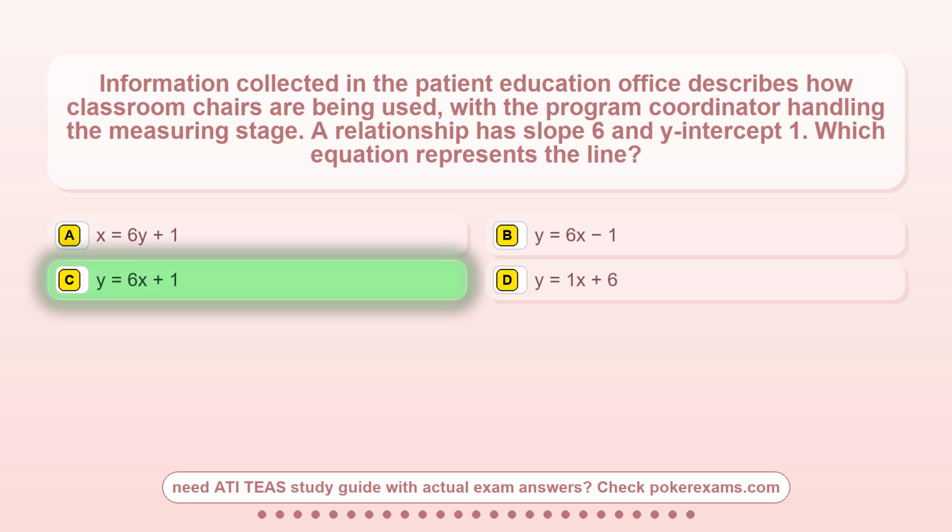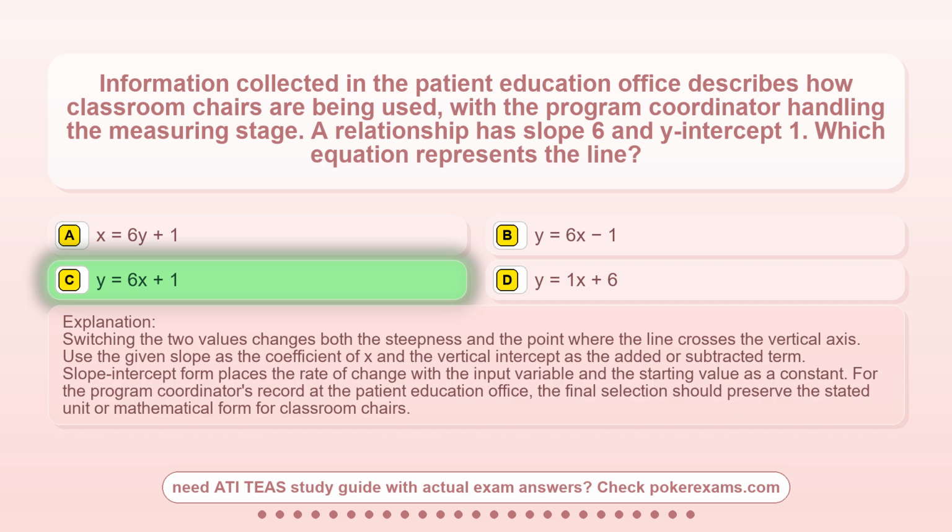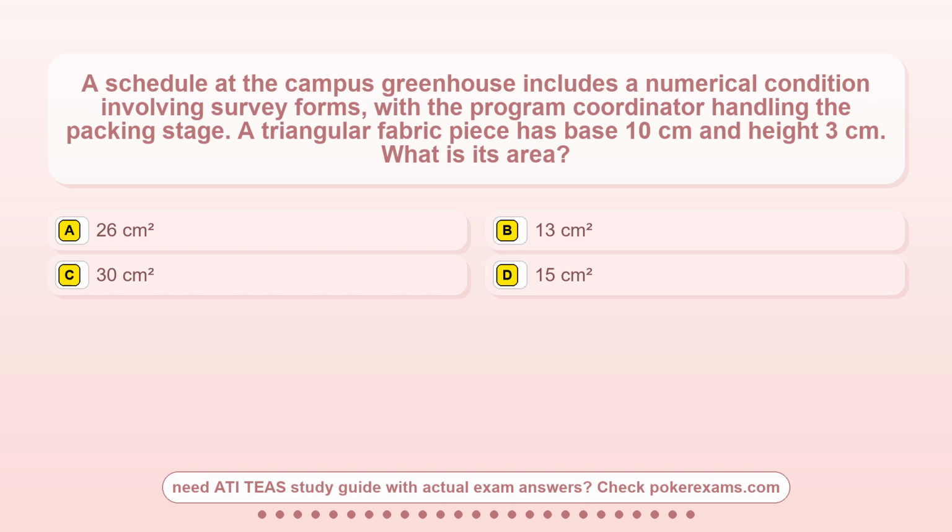The correct answer is option C, y equals 6x plus 1. Switching the two values changes both the steepness and the point where the line crosses the vertical axis. Use the given slope as the coefficient of x and the vertical intercept as the added or subtracted term. Slope-intercept form places the rate of change with the input variable and the starting value as a constant. For the program coordinator's record at the patient education office, the final selection should preserve the stated unit or mathematical form for classroom chairs. Question 16.